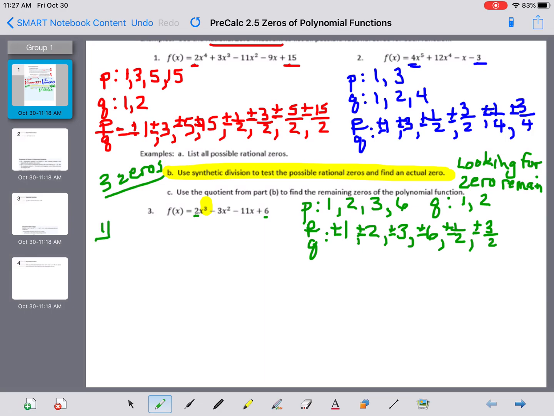So we put 1 in the corner. Everything's in descending order, x cubed, x squared, x, and then a constant, so we're good there. So 2, -3, -11, and 6. Bring down the 2. 1 times 2 is 2. Add them together, I get -1. 1 times -1 is -1. -11 and -1 makes -12. 1 times -12 is -12, plus 6 makes -6, okay? Because I get a remainder, this one is not going to work, okay?